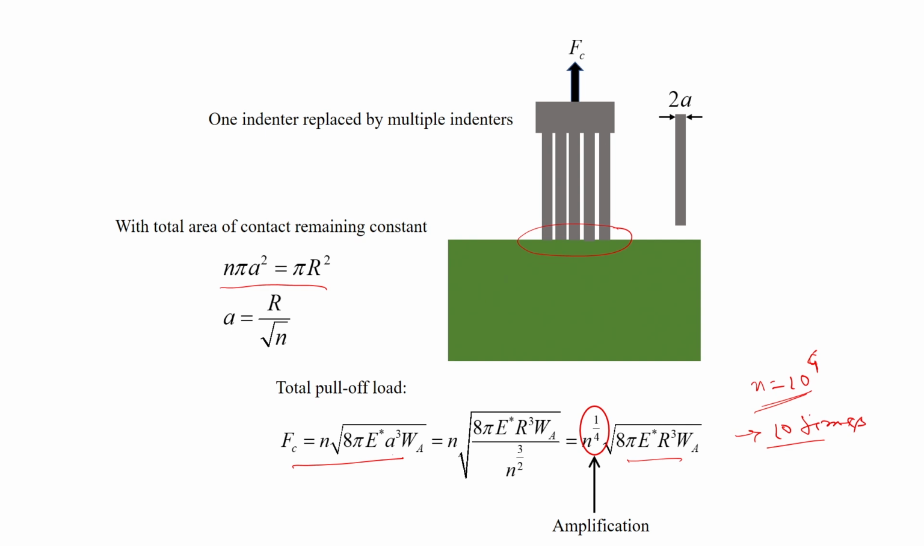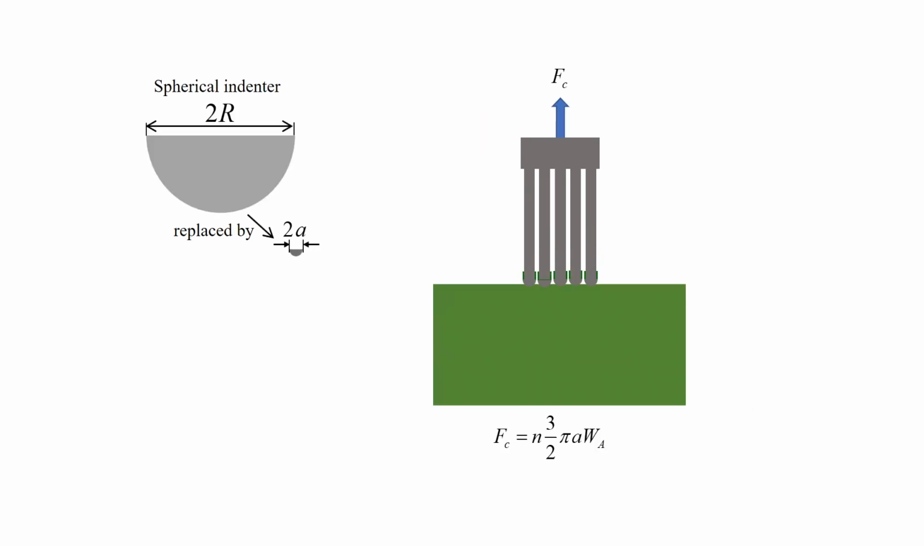Now this is for a flat plate indenter. We would like to see what happens if the indenter head is not flat, but let us say a convex spherical indenter. Again we have the spherical indenter R as a single one, and we have split it into several indenters. So again A will be R by square root of n, where n is the number of indenters, multiplied by W A.